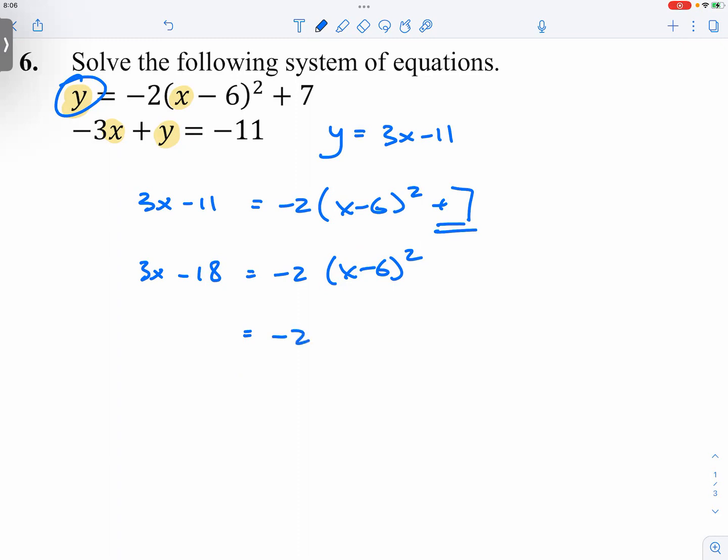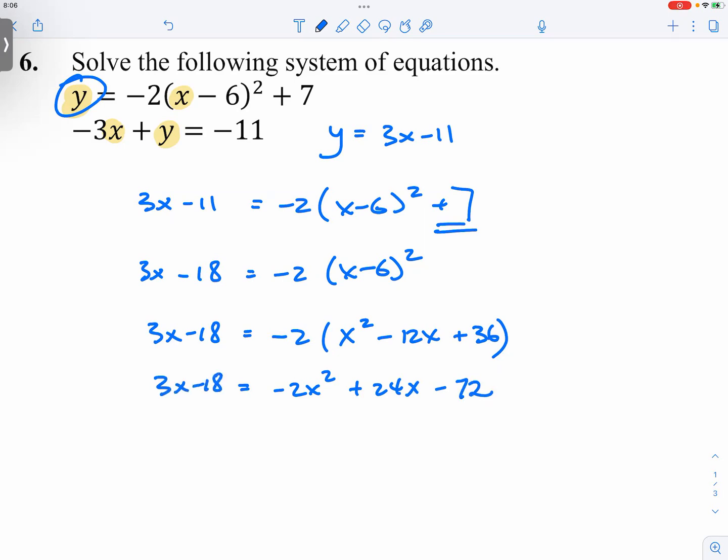So first, let's go ahead and do the FOIL right here. What is x minus 6 squared? It will be x squared minus 12x plus 36, okay? And then, and only then, you will distribute the minus 2 into the parentheses. And since we did not do anything to the left-hand side, we just keep writing the same thing on the left-hand side. Do not slack off in your notation.